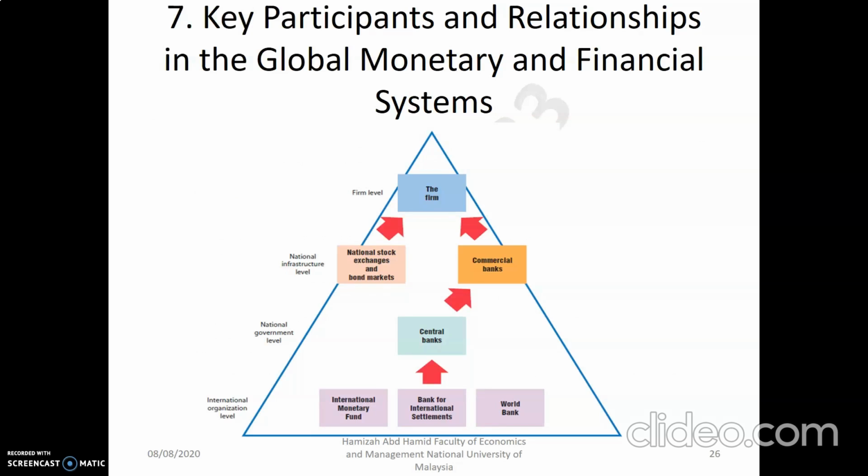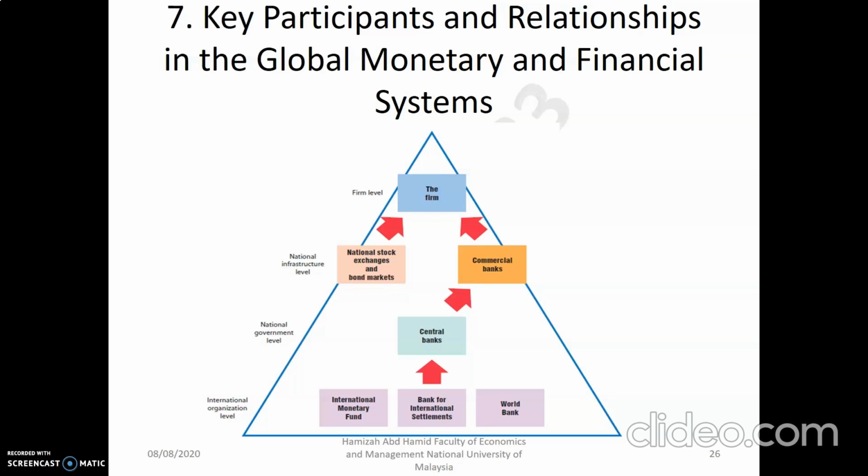All of the changes in the international monetary market are influenced by the key participants and relationships in the global monetary and financial systems. There are several levels that you may need to remember. First are the players at the firm level. These are the firms, the multinational companies, and the small and medium companies. They are also regulated by the national infrastructure level. This can include the national stock exchange, the bond market, and the commercial banks.